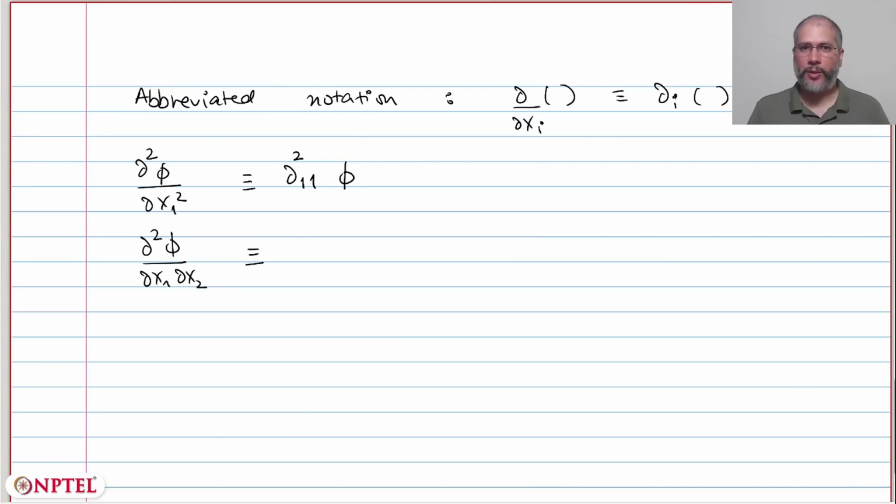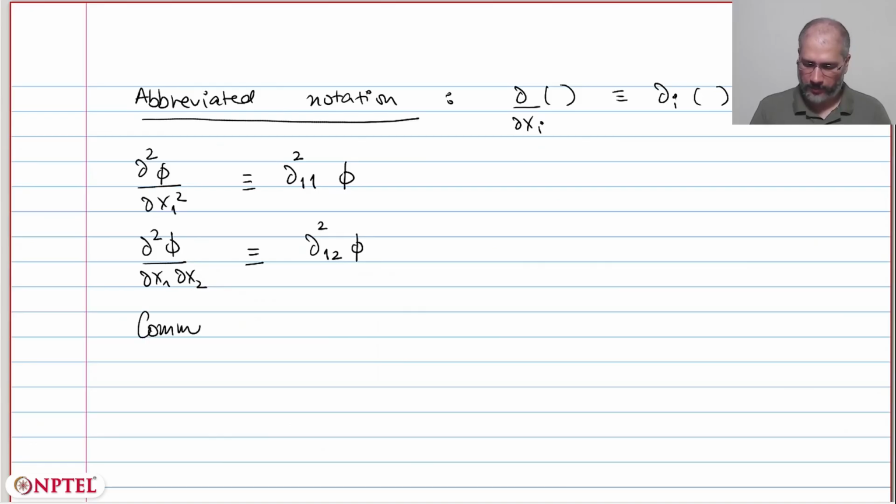Let us say this was del 2 phi by del x1 del x2. In that case, we'll write it as del 2 1 2 of phi. So this is the abbreviated notation. There's another notation that we'll be using that's called the comma notation.